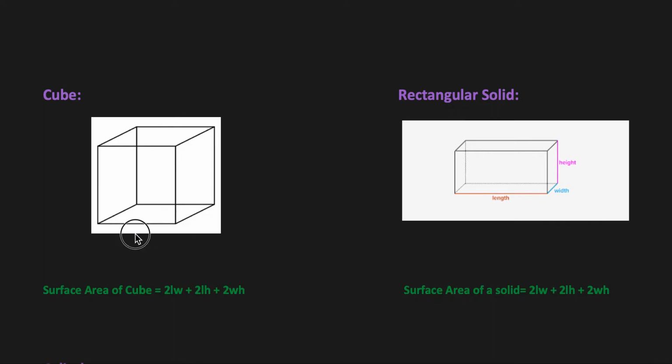And let's say this side is called length, which is also L. This is our width, also called W, and this is our height, also H. Given that we know length, width, and height, we can calculate surface area as 2 times length times width, plus 2 times length times height, plus 2 times width times height.